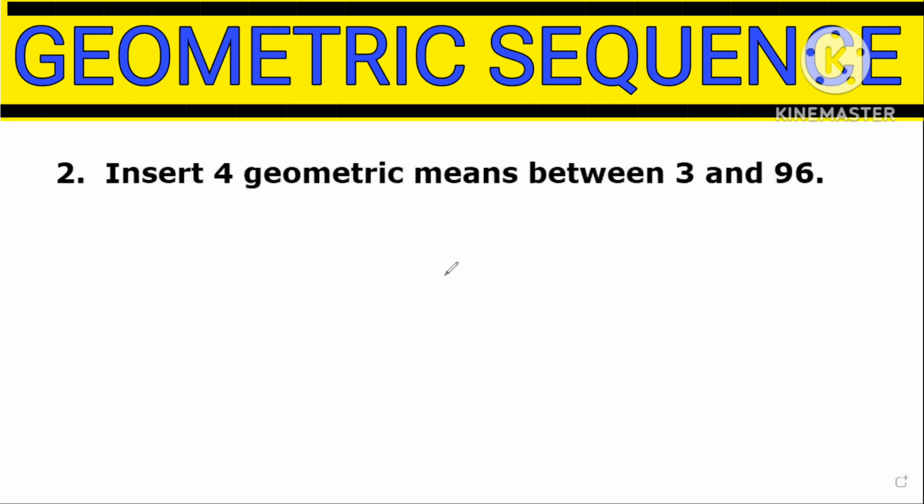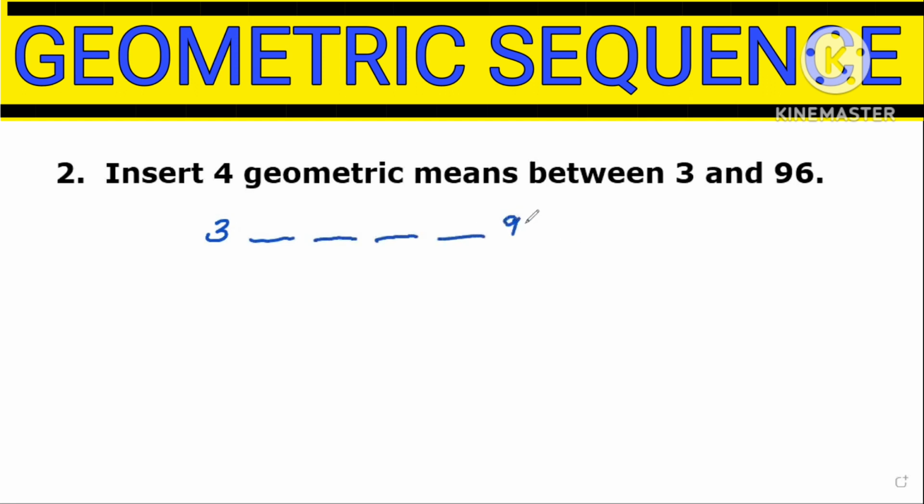Problem number 2, insert 4 geometric means between 3 and 96. So again, to insert geometric means, kailangan natin i-solve uli ang R. So to solve for R, position natin yung mga terms. So we have the first term 3, and then put spaces here for spaces.